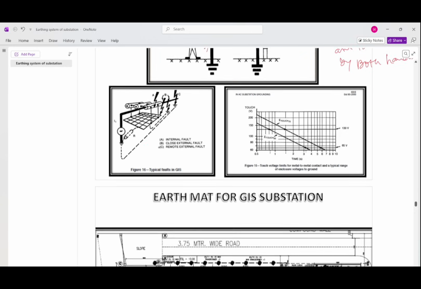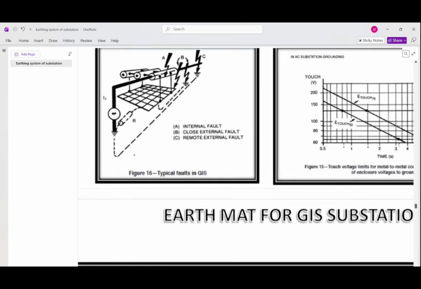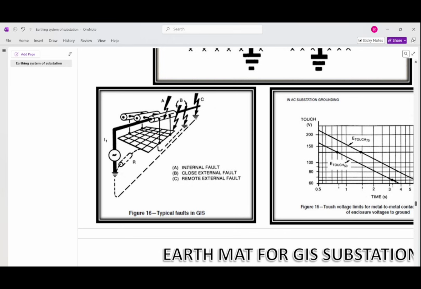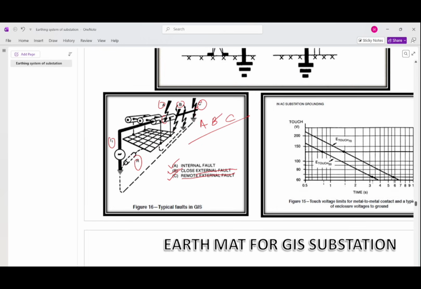Second is typical faults in GIS. What are the faults? Internal fault is there in GIS, close external fault is there, and remote external fault. These are the different faults we can see. A is the internal fault, B is the external fault, and C is the remote external fault. R is the resistance, I is the source current, the fault current. This is a return path, shown here, so this is the return path to the source.